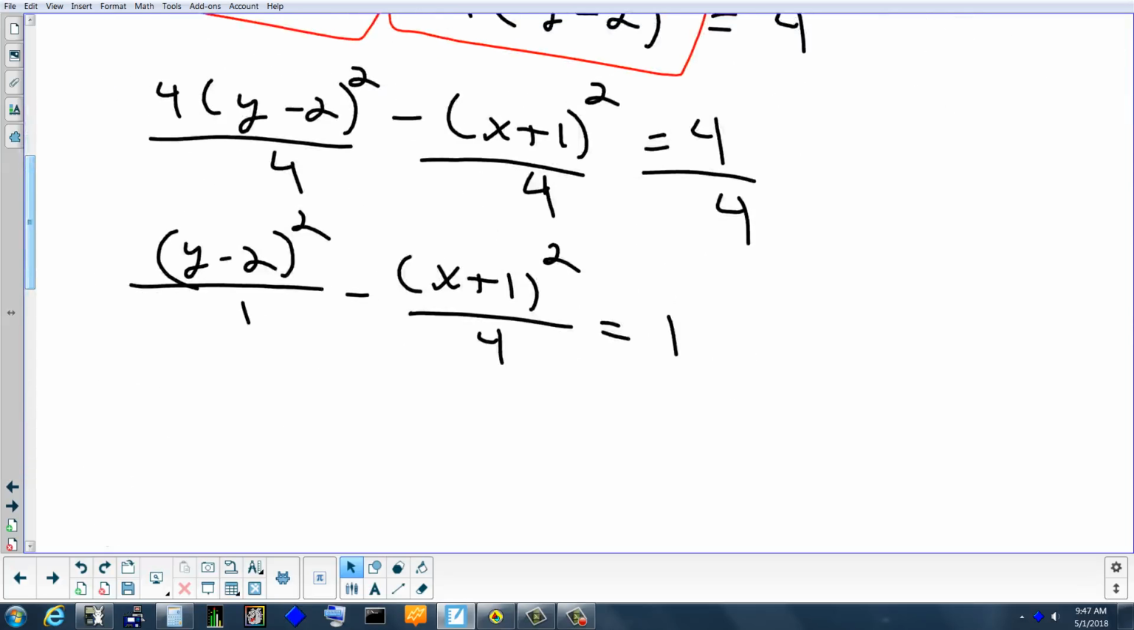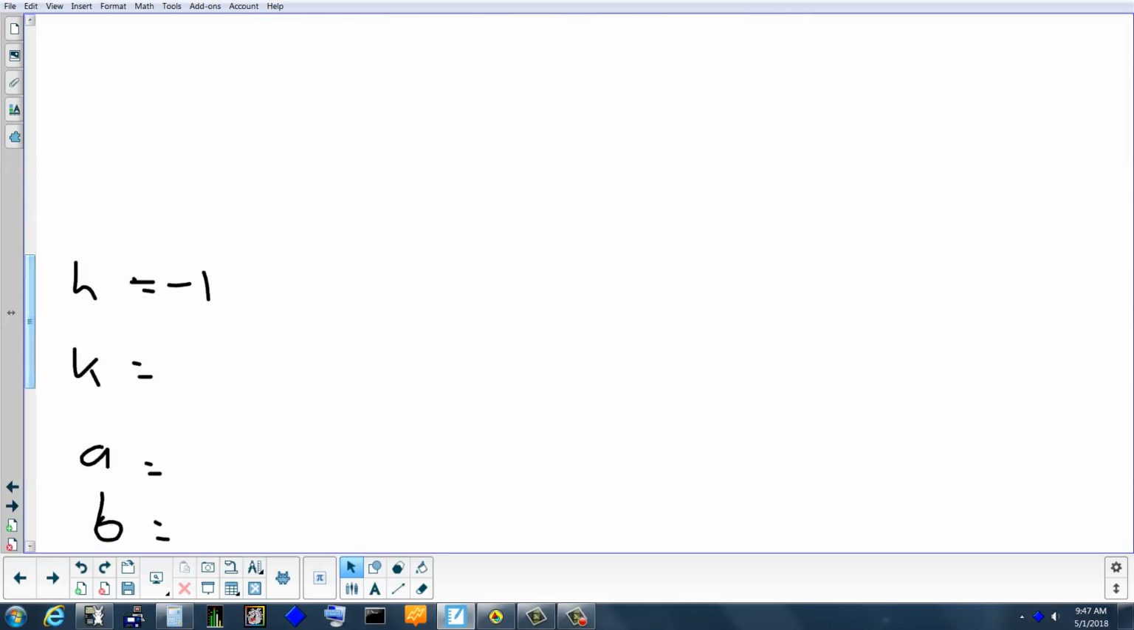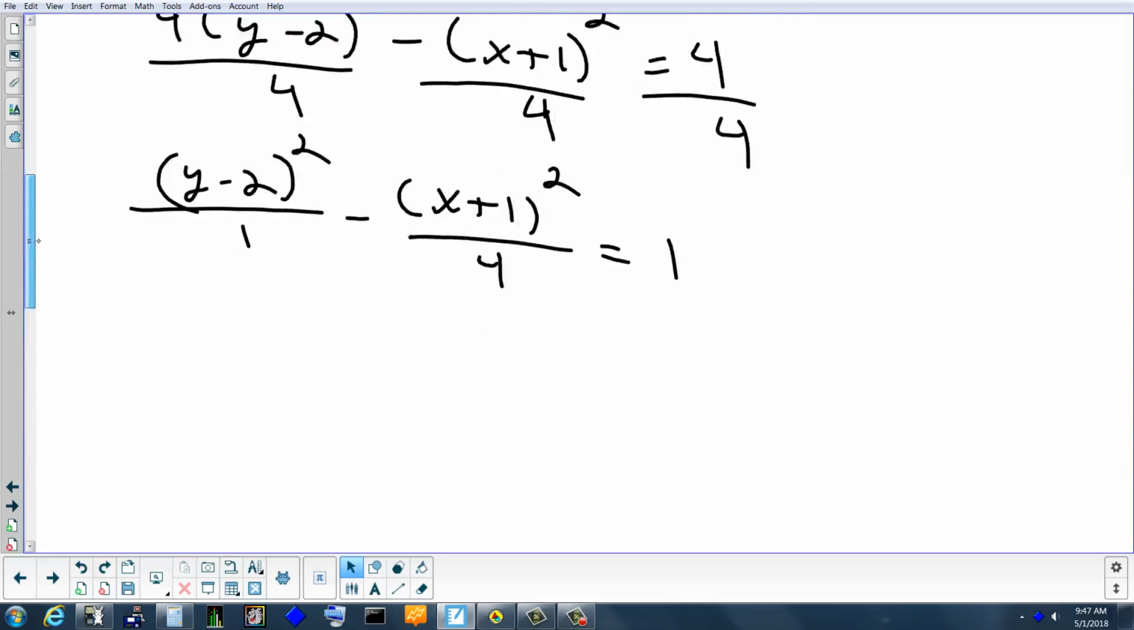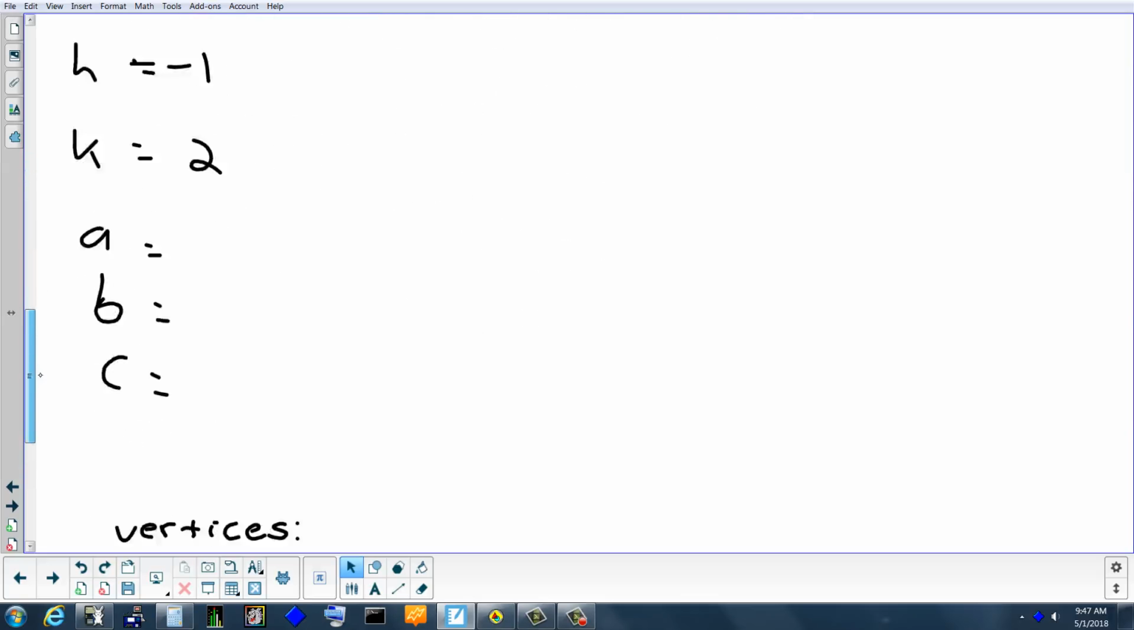All right, so let's go through carefully. And what's h in this case? 2. Negative 1. So h is always the one with x. That's why I wanted to just go through carefully. And he figured out, it's minus a minus, so we got to be careful because it became a plus. So h is negative 1. I do agree that k is 2. A is 1. B is 2.